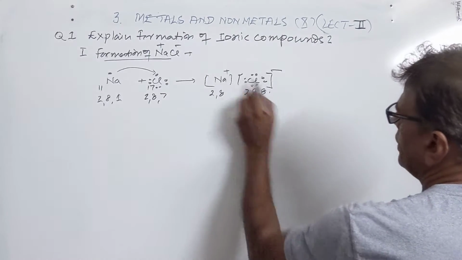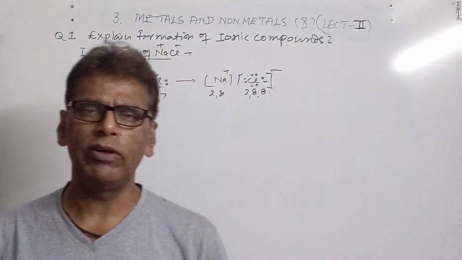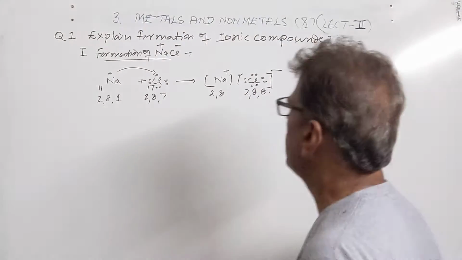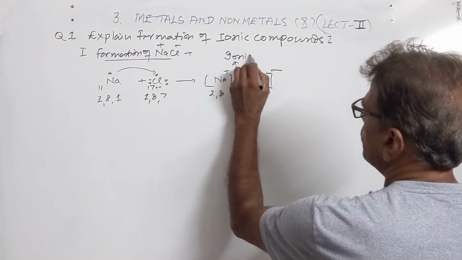So these oppositely charged ions, formed by mutual transference of electrons from the valence shell of sodium to the valence shell of Cl, are held together by a force. This force between these two ions is called the ionic bond.